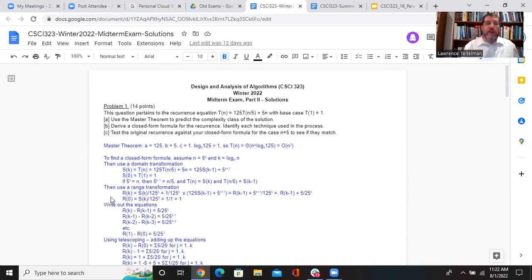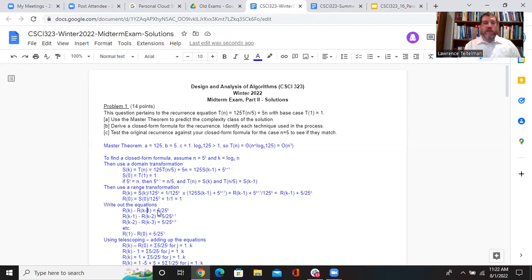And again, you have to pay attention to your initial conditions. So our initial condition in this case is T of 1 equals 1. T of 1 is the same as S of 0, so S of 0 is equal to 1. R of 0 is equal to S of 0 divided by 125 to the 0, so that's 1 divided by 1 equals 1.